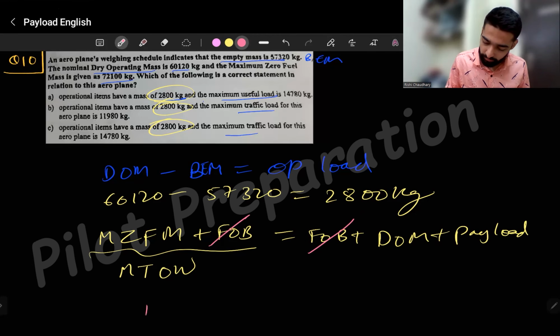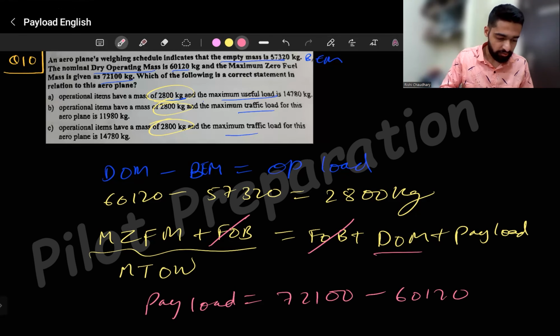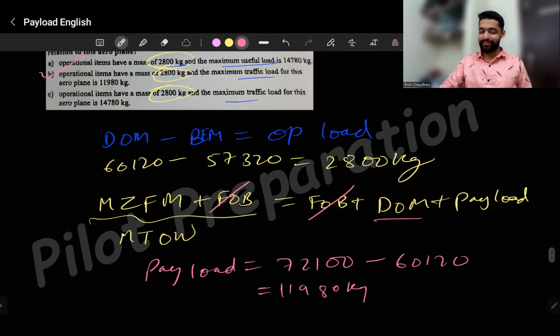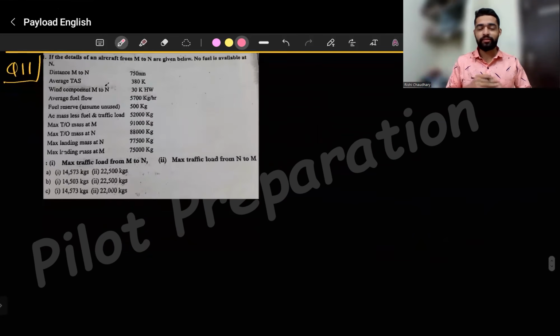So the payload is equal to MZFM minus DOM. MZFM is 72100 minus DOM. DOM is how much? 60120. So 72100 minus 60120 comes out to be 11980 kg. So this is option B. Yes, we got the 10th answer as well, and I am very satisfied because this is just filling me so much right now that we are able to solve this many questions continuously.